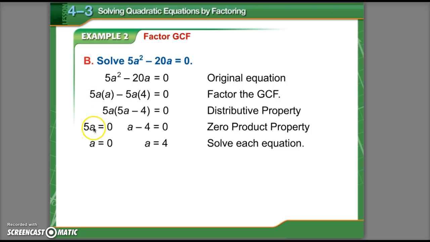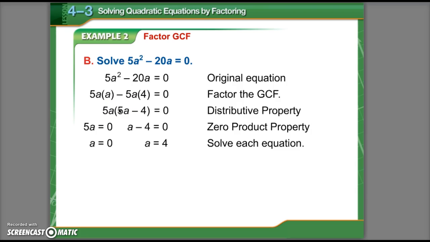So again, 5a equals 0, and a minus 4 equals 0. Notice they left out the 5 here. I believe, never mind, they didn't leave out the 5. This 5 right here, that's wrong. That should not be there. Notice it's just a that should be coming down. This 5 should not be here. I'm going to keep it covered up for now.